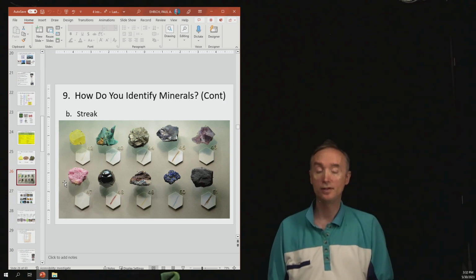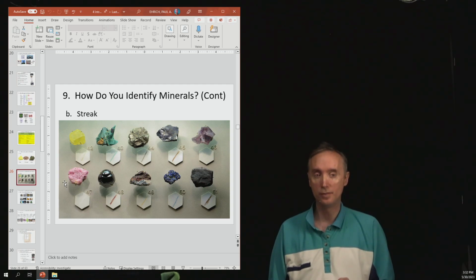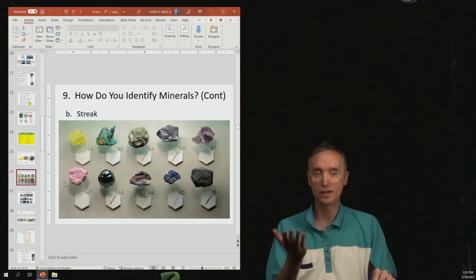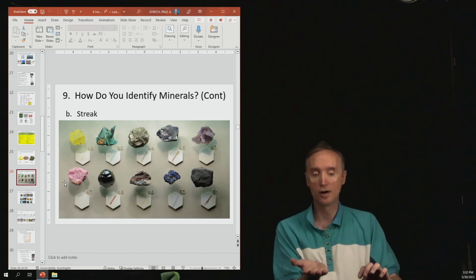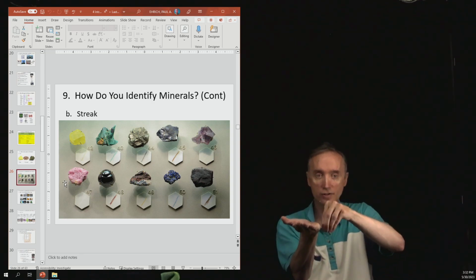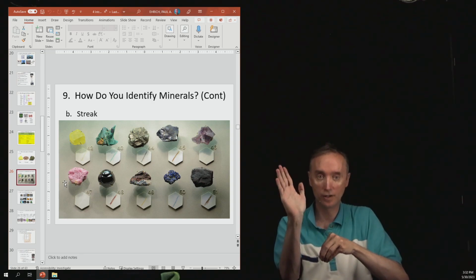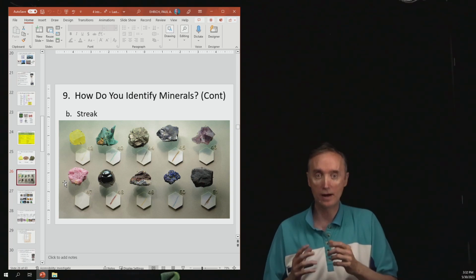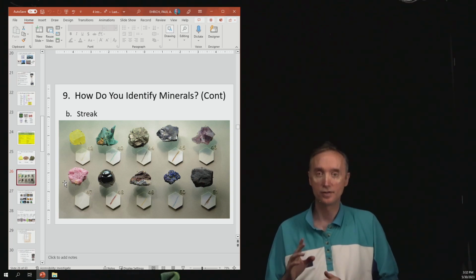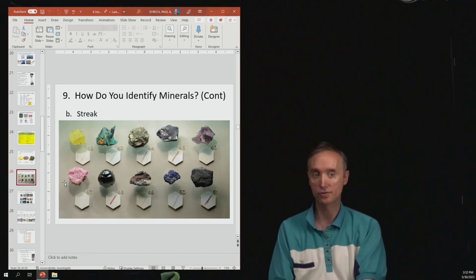Now, streak is a different story. So what streak is, is the color of the mineral when it is powdered. And so you use a streak plate. So you're going to take your streak plate, take your rock, scratch it on the streak plate, and then look at what the color of the powdered form is. So this actually is a good way of doing it. And there's all sorts of different kinds of streaks.